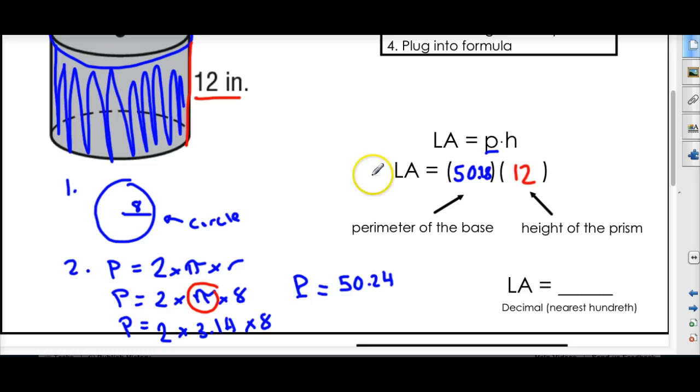Well, to find the lateral area, all we have to do is multiply these two numbers together. So 50.24 times 12, we get 602.88. And that is already to the nearest hundredth because the hundredth is the second decimal place. Hundredth, second decimal place, beautifully done.